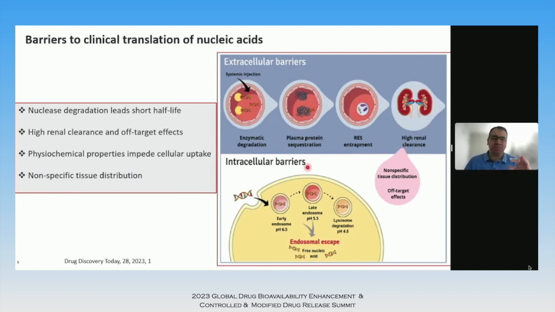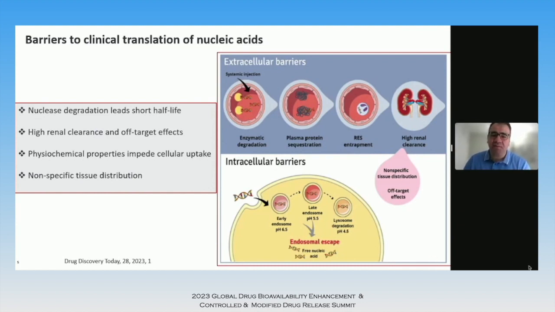And if you look at these molecules carefully, they are highly charged. They are negatively charged. They have a very large size, and they are hydrophilic in nature. So our cells have all the reasons not to allow these molecules to enter into the cells. And that's mainly because of their physicochemical properties.